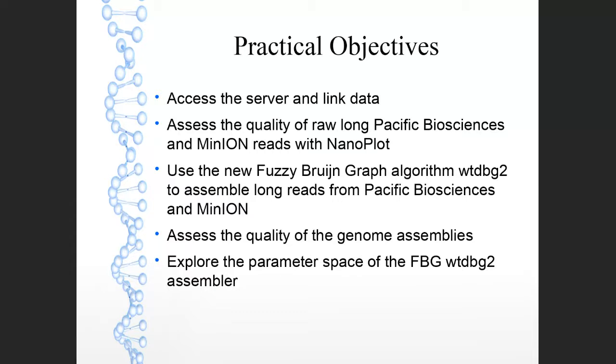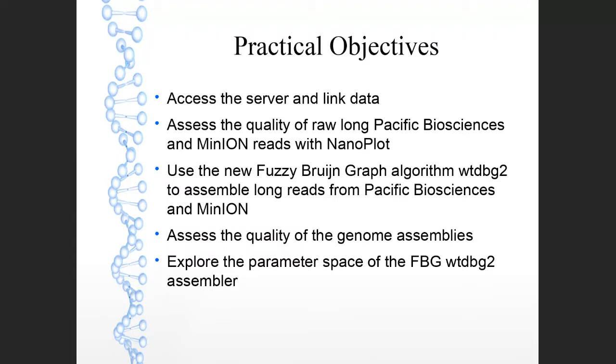We'll then use a de Bruijn graph assembler to assemble our long reads. The tool that we'll be using this week is called WTDBG2, or Red Bean for short. Now, WTDBG2 uses a slightly different algorithm than what we used to. It uses an algorithm called a fuzzy de Bruijn graph, and this is very useful for long read assemblies because it allows us to correct for some of the errors inherent with that data.